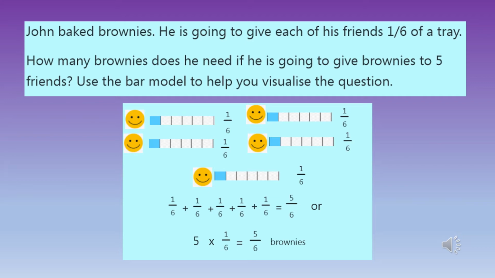So we're going to use repeated addition for this. So as you can see, there is 1, 2, 3, 4, 5 lots of 1/6 to add together. So 1/6 add 1/6 add 1/6 add 1/6 add 1/6, which equals 5/6. Or you could do it a different way and just do 5 times 1/6, which gives you 5 over 6 brownies, 5/6 of brownies.